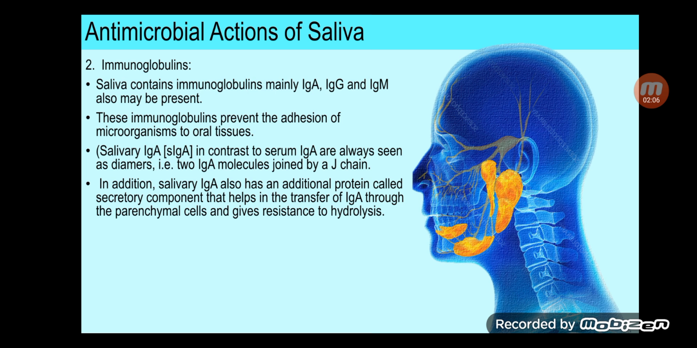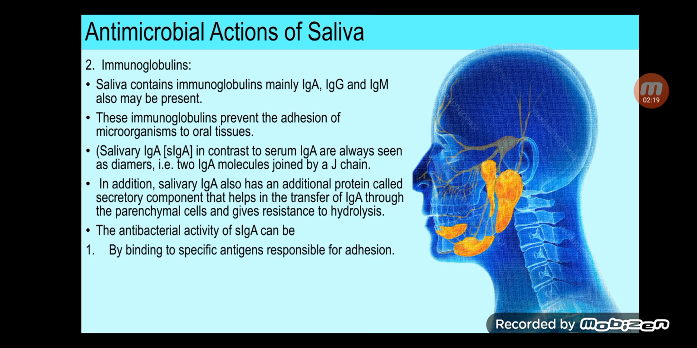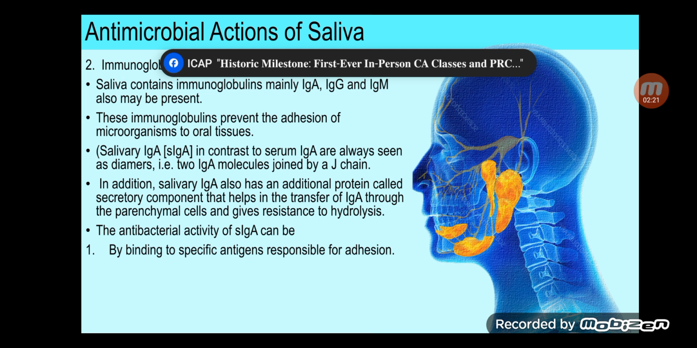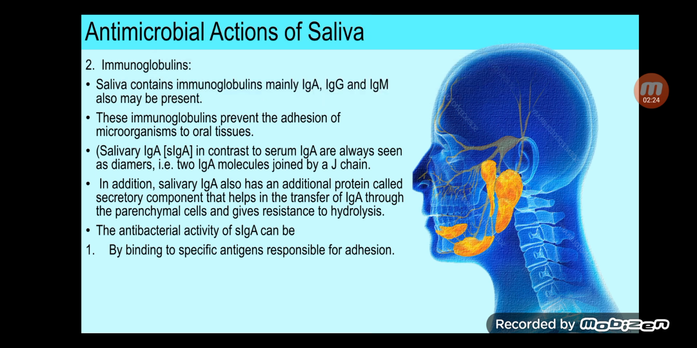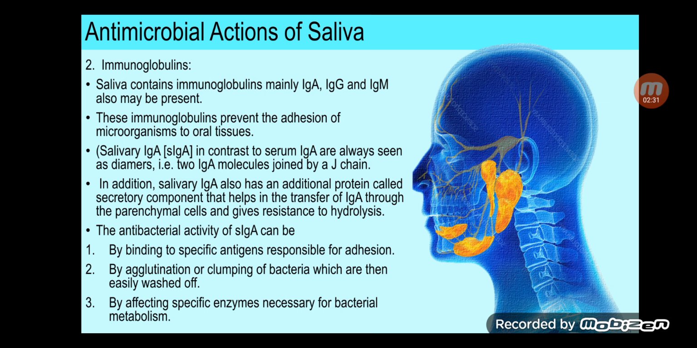A, and it has an additional protein, the secretory component, that helps in transfer of immunoglobulin A through the parenchymal cells and gives resistance to hydrolysis. And the antibacterial activity of salivary immunoglobulin A can be by hiding the specific antigen responsible for adhesion, by agglutination or clumping of bacteria which are then easily washed off, and by affecting specific enzymes necessary for bacterial metabolism. These are the three mechanisms by which salivary immunoglobulin A works as an antimicrobial agent in saliva.